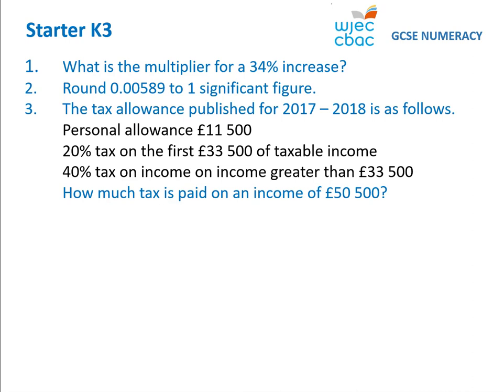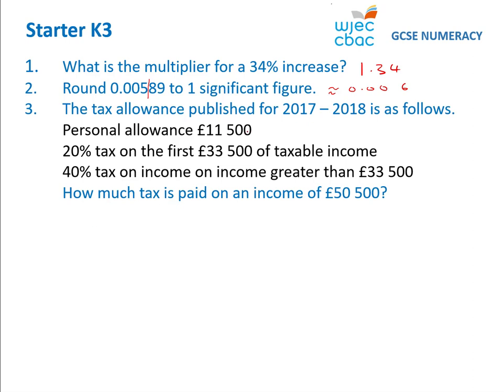So you should have a multiplier for a 34% increase of 1.34. It's one significant figure. Should have a line here, because 5 is the first non-zero term. So if we round it off, that's going to be approximately equal to 0.006.